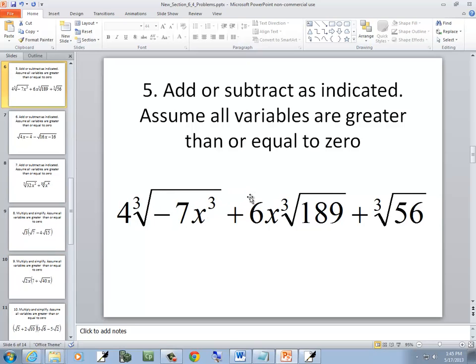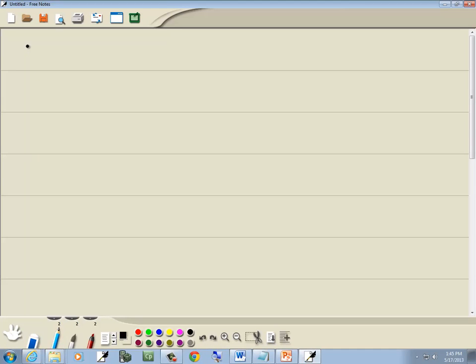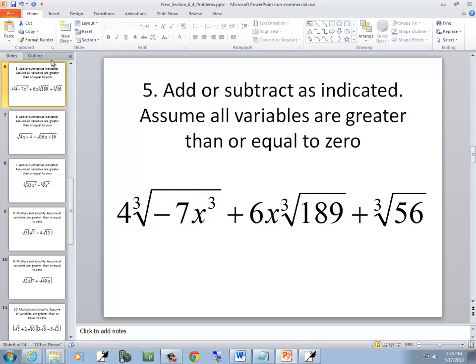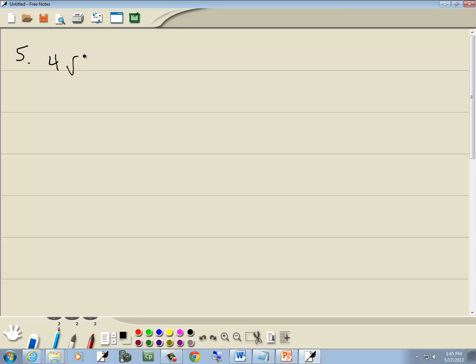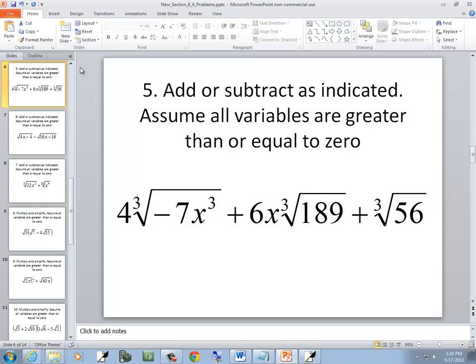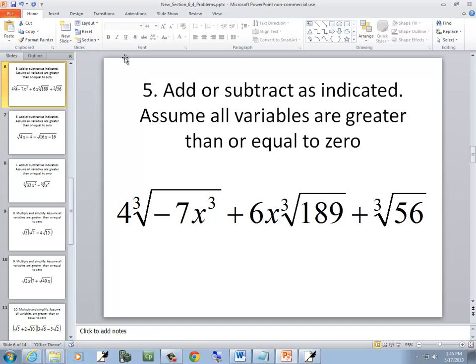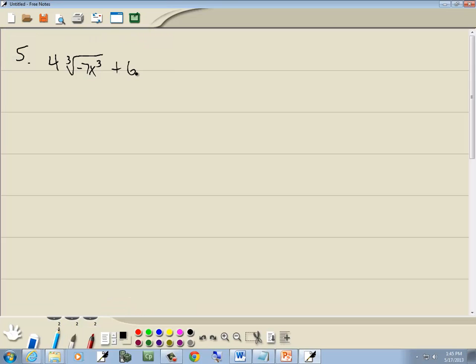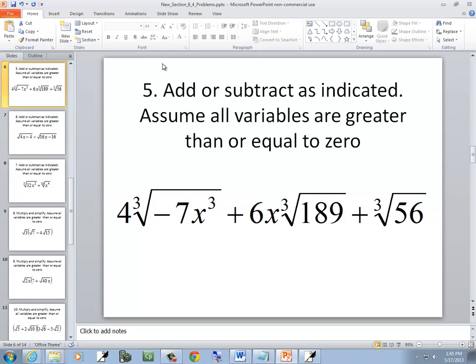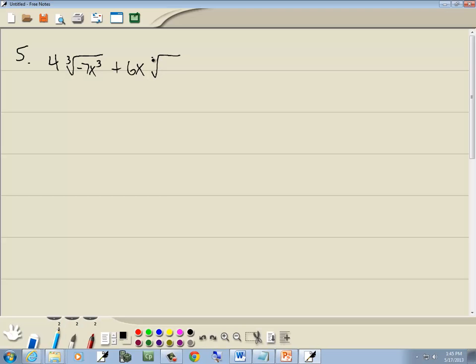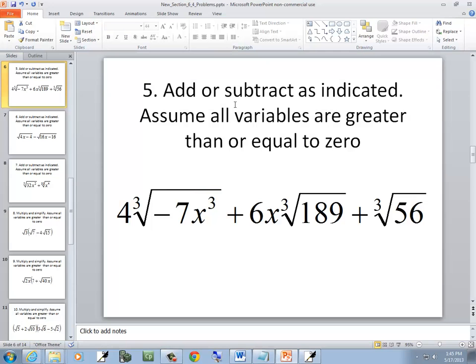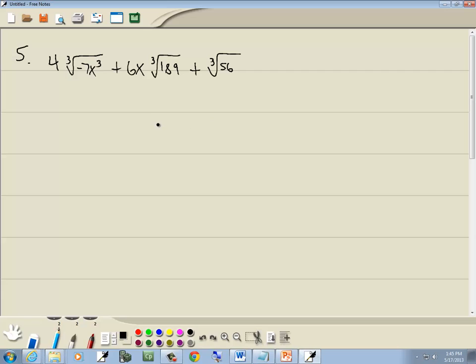Okay, let's look at this problem. We've got 4 cube root of negative 7x to the third, plus 6x cube root of 189, plus cube root of 56. Obviously, these radicals are all different.